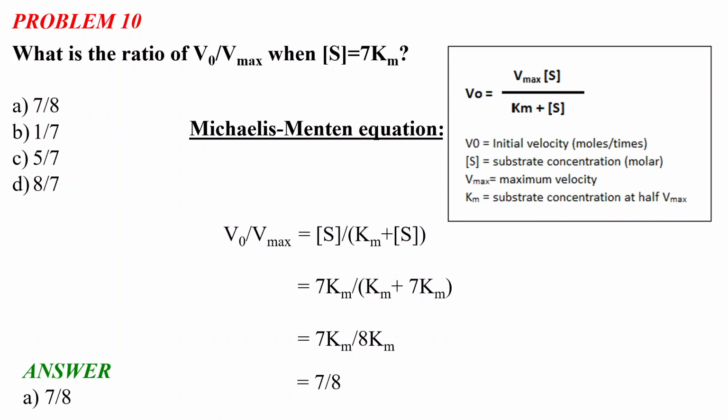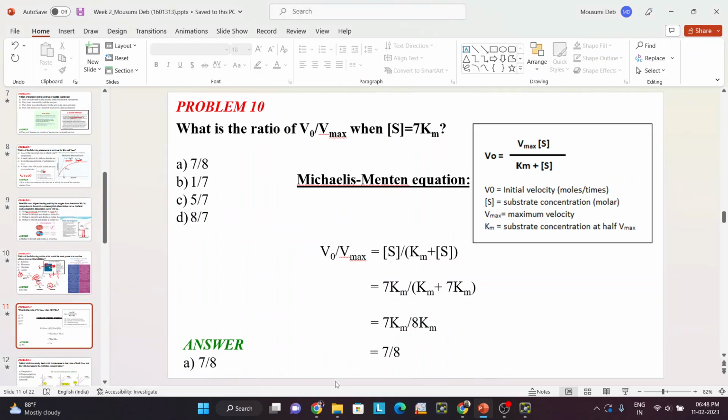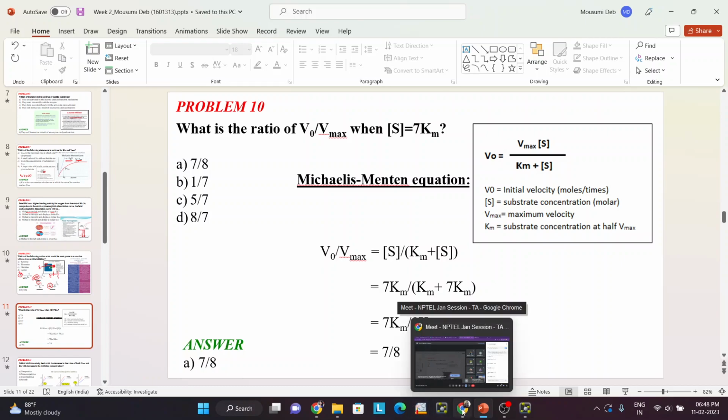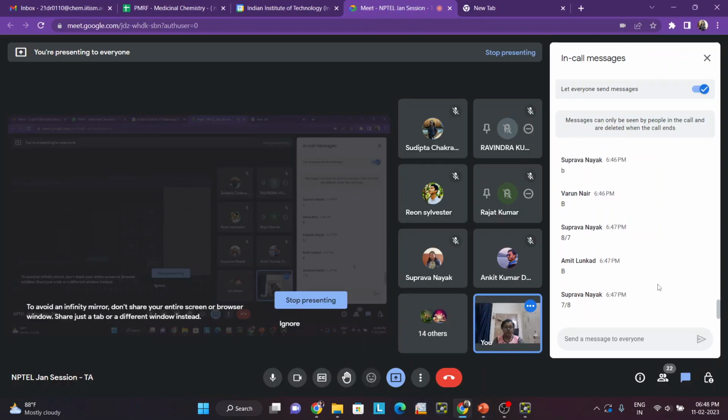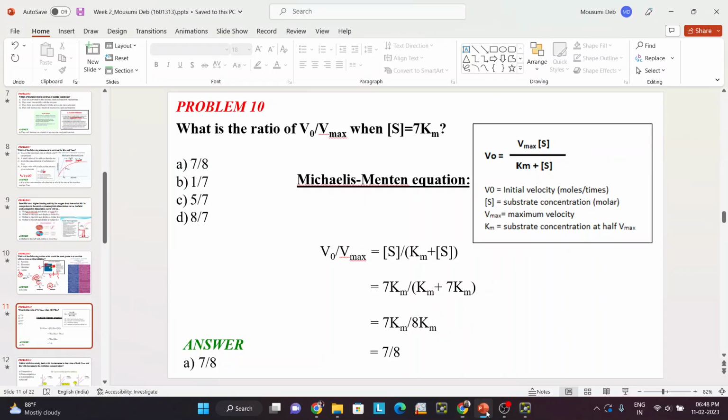So, did you understand how the math is solved? We had a few doubts about the question, there were a few queries. Yes, 7 by 8 is the correct answer. I think it is clear how the math is solved. Till now, if you have any doubts, please write in the chat box.